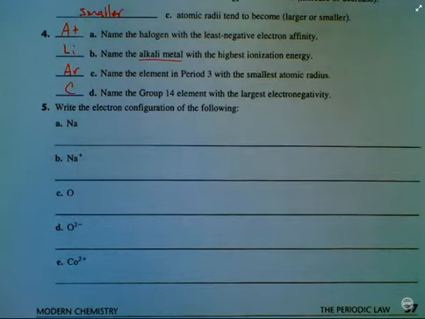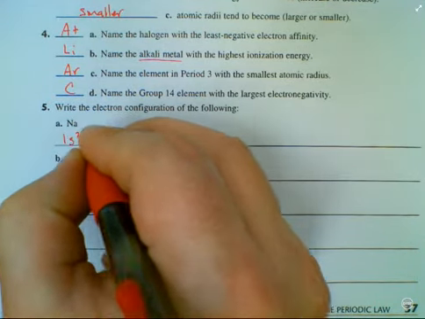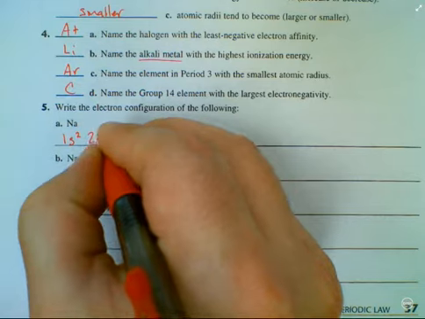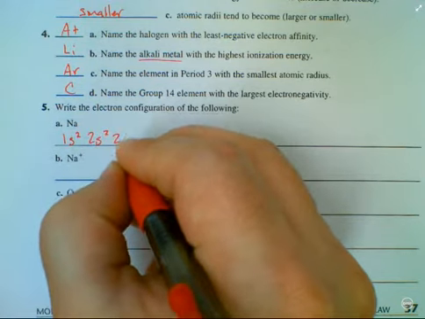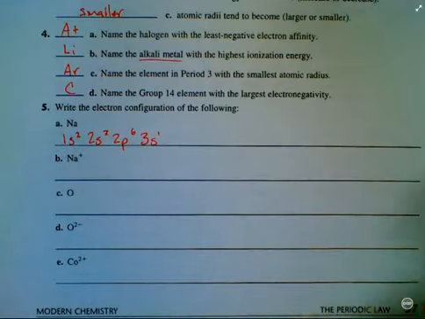All right, number 5. This one's going to be a lot simpler than you think. Write the electron configuration for the following. Sodium. Okay, I can do that. I can write 1s2, 2s2, 2p6, and then 3s1. We can do that. Easy peasy. We did that a while back, as a matter of fact.